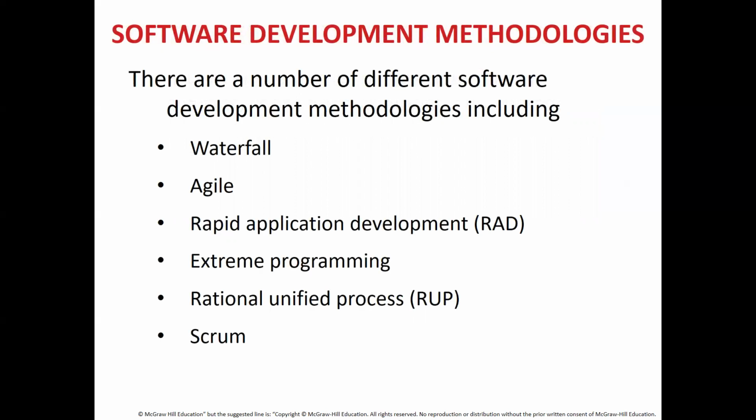Software development methodologies. There are a number of different software development methodologies, including waterfall, agile. You have RAD, which is rapid application development. You have XP, extreme programming. You have Rational Unified Process or RUP, and Scrum. So these are the different methodologies in which software is generally developed.